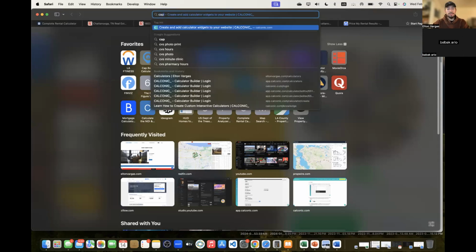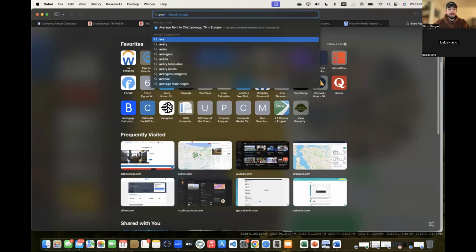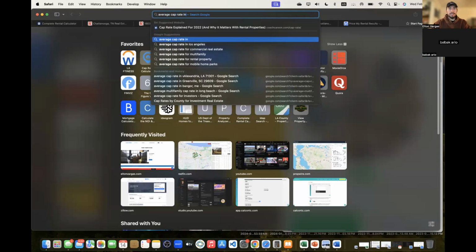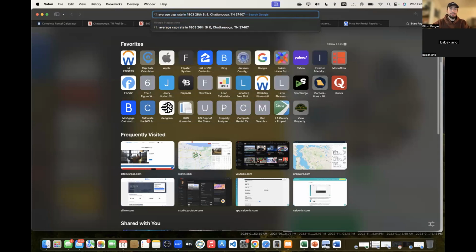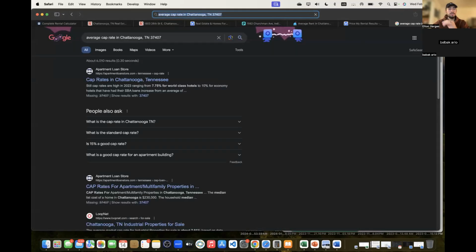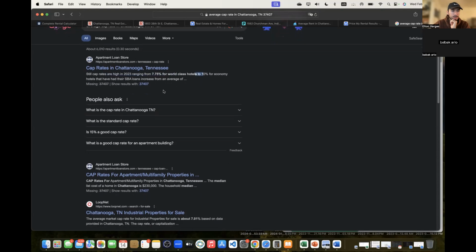You can research how much the cap rate is in the area you're looking into by simply typing average cap rate in, and then you paste in the city, the state, and also the zip code. You don't have to paste the address. And there's gonna be a few results over here. So still cap rates are high, ranging from 7.5 to 7. Okay, let's talk about hotels.